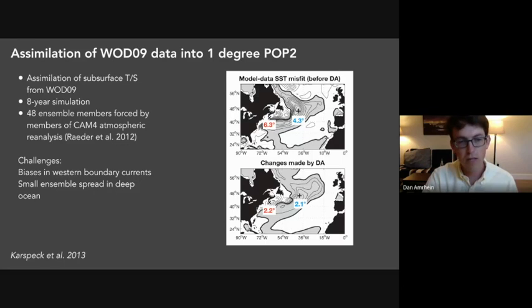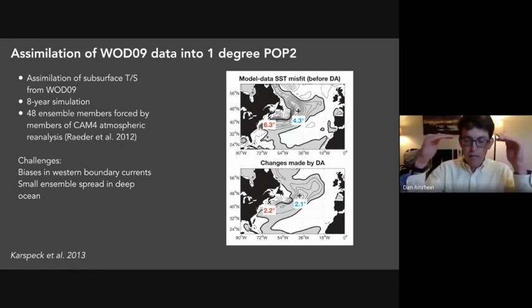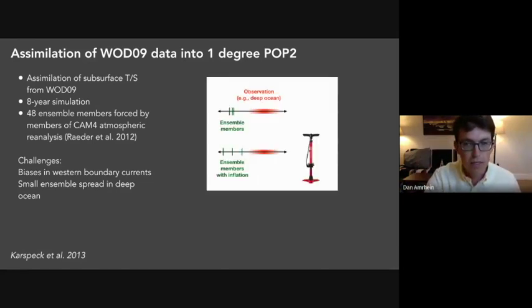And this could be attributed in part to how this ensemble spread was generated, mostly from the top of the ocean column by these different atmospheric reanalyses. So one of the things that Karspeck et al. pointed to was the possibility of using inflation to address both of these problems, the boundary currents and the deep ocean. But it wasn't clear that that was necessarily going to do it alone.